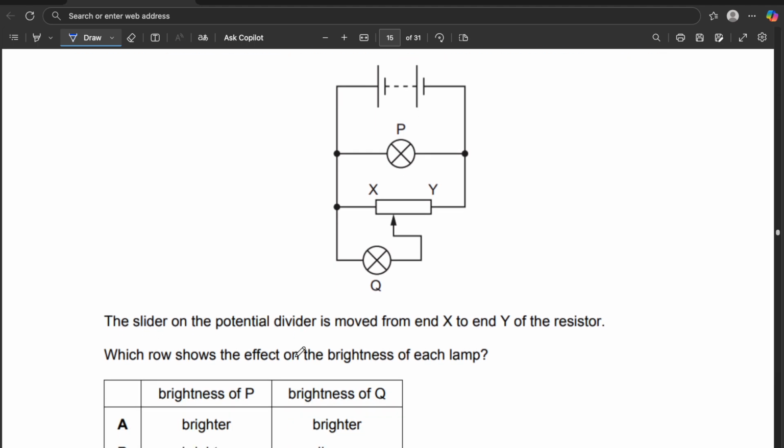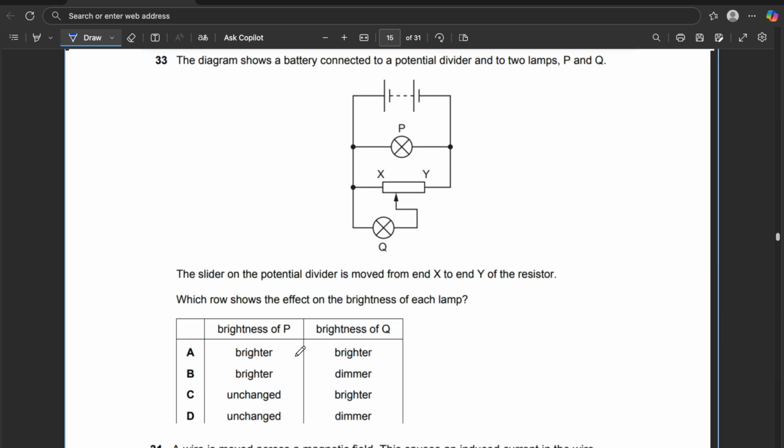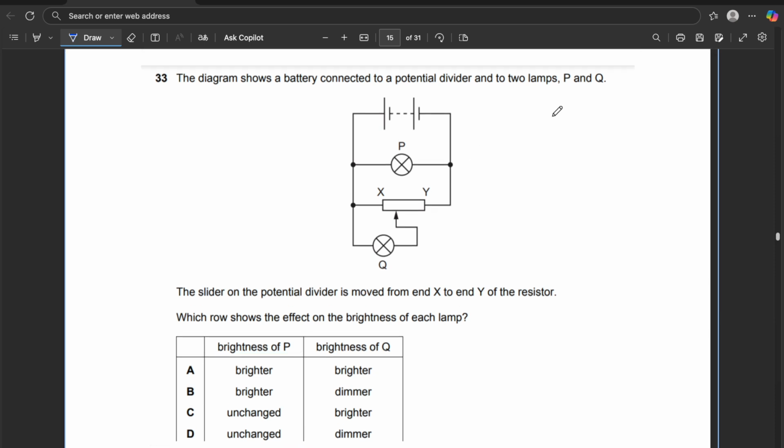The diagram shows a battery connected to a potential divider and to two lamps P and Q. The slider on the potential divider is moved from end X to end Y of the resistor. Which row shows the effect on the brightness of each lamp? Okay, so it will move from X to Y.